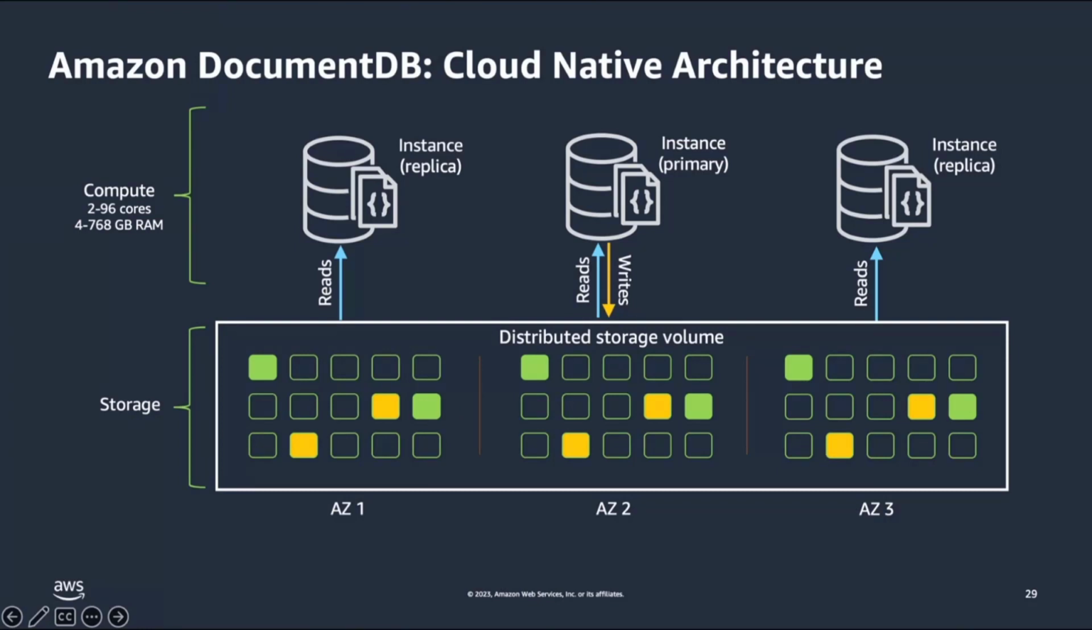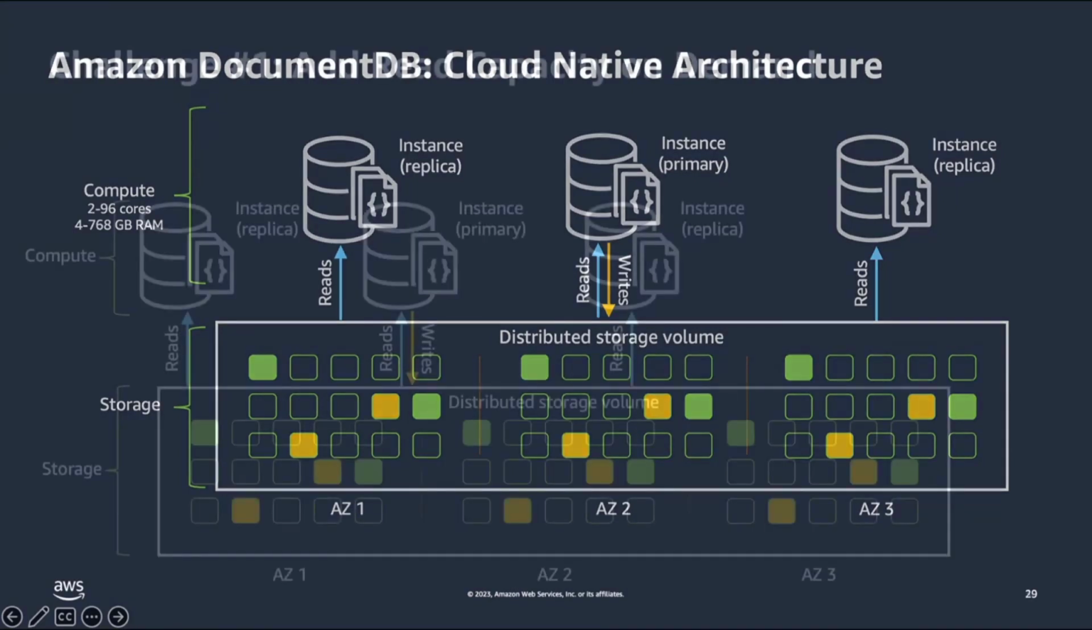At the bottom, you see the storage layer, and it's a distributed storage volume. So it's not directly attached to these compute instances, and it can automatically scale from 10 gigabytes all the way up to 64 terabytes in size without any user interaction. It provides highly durable storage with 6 copies of the data across 3 availability zones. Whether you've got just a single instance or the 16 instances in your cluster, you've always got 6 copies of that data across 3 availability zones for high durability with DocumentDB.